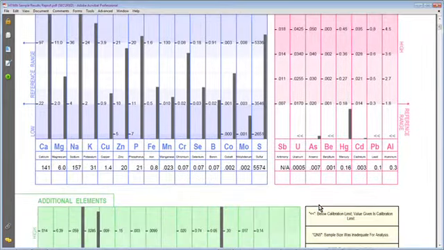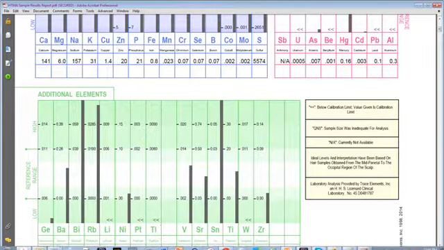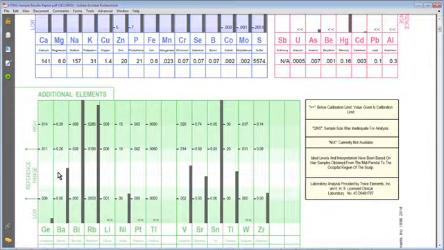Okay, let's go down here to additional elements. You can see that these are also minerals that are found naturally on the planet and in the human body. What we're looking at here is a couple of them that are off the charts, not within the reference range. So we've got bismuth, rubidium, and tin, which are all off the chart.